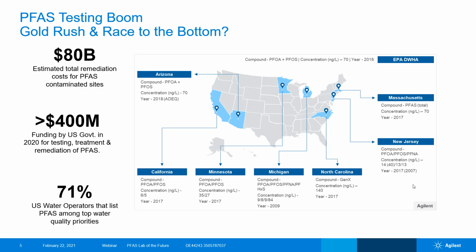So basically, the regulatory guidance in the states is all over the board, and levels only continue to drop, and more newer PFAS are added to these regulatory levels. This is also a concern to water treatment plant operators as well. In a recent survey in the US, 71% of US water operators listed PFAS among their top priority water quality issues. So it is on the mind of both wastewater operators and also the public as well.